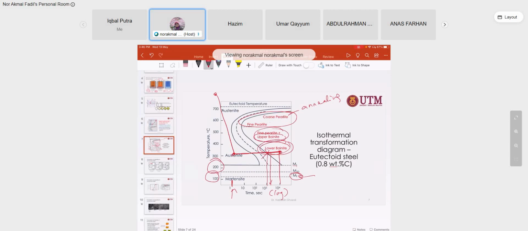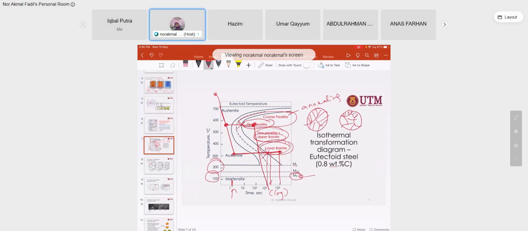Okay, so if you want to obtain fine pearlite, you can quench to this temperature and hold it after 10 seconds or maybe 20 seconds to be safe. Okay, maybe 50 seconds. And then after that, you can quench to room temperature. Then your microstructure will be fine pearlite. Okay, compared to, if we compare fine pearlite and coarse pearlite, right?